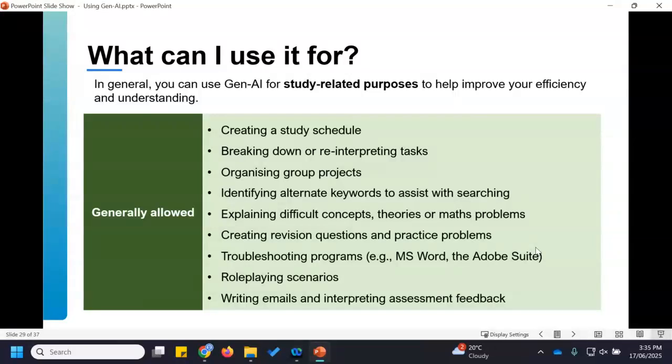Troubleshooting programs as well. Again, this is stuff that you can just Google, but if you have a specific problem and you can't find the information, you could say, how do I adjust this table in Word, something like that. Role-playing scenarios is a good one as well, especially if you're going on, say, a job interview. You can ask it to take on the role of an interviewer.